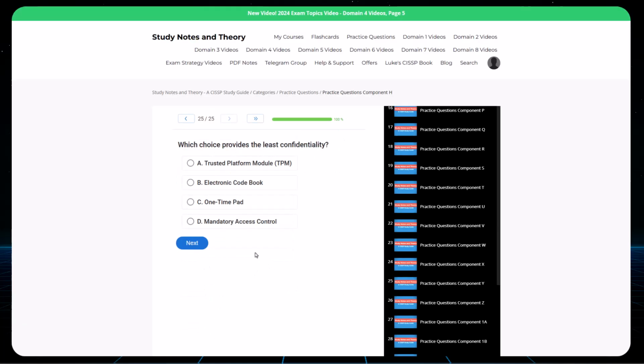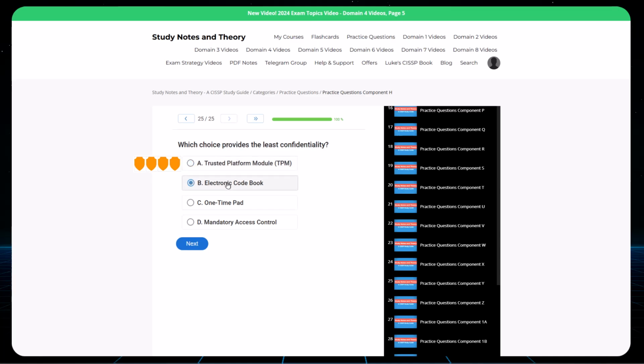Last one, guys. Which choice provides the least confidentiality? Okay, so this one revolves around confidentiality. Choice A, trusted platform module. I know that TPMs provide the most confidentiality. It's hard-coded into the motherboard, so I can probably eliminate this choice right away. But who knows? Maybe choice B, C, and D also provide even more confidentiality somehow, and this could make choice A have the least ability to provide confidentiality.